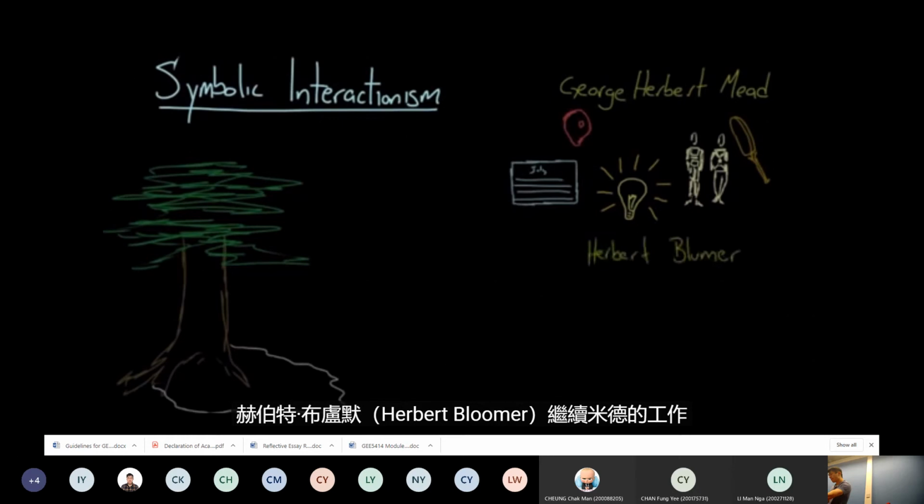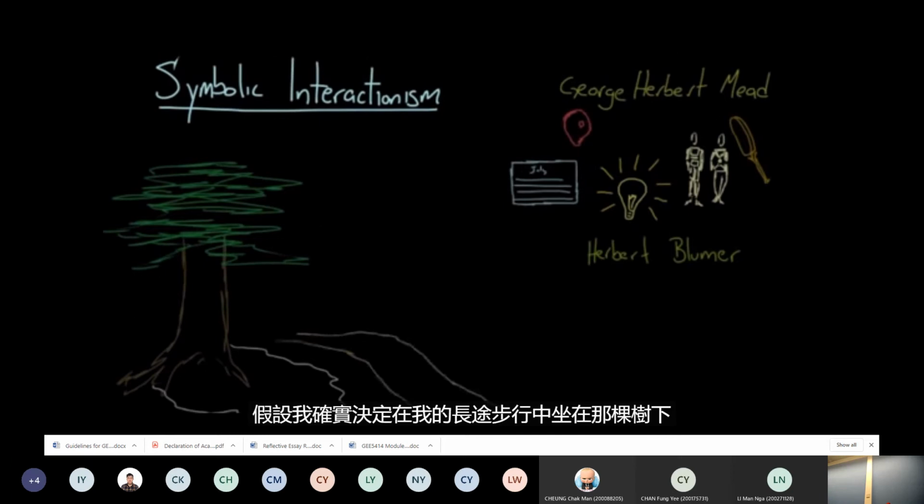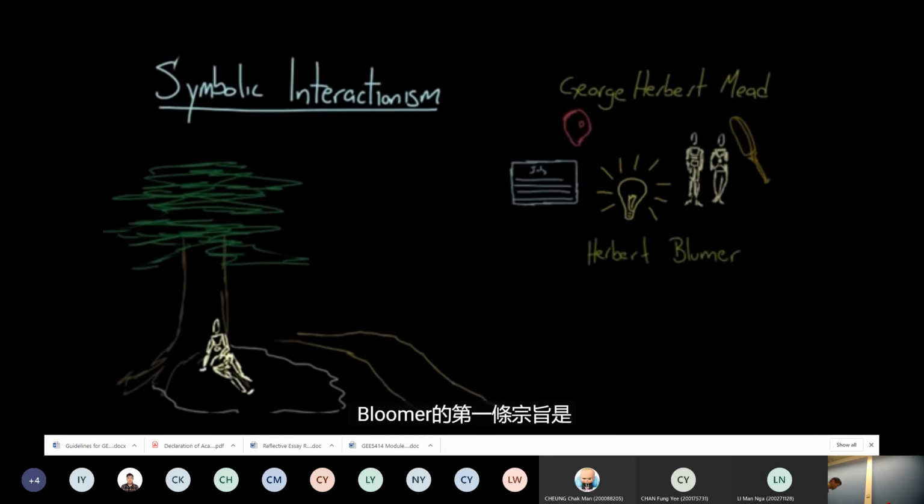Herbert Blumer continued Mead's work and actually coined the term symbolic interactionism to describe this theory of society. He proposed 3 tenets to explain symbolic interactionism. Let's say I do decide to sit under that tree on my long walk today. I step off the path, sit down, and lean back against the trunk. Blumer's first tenet was that we act based on the meaning we have given something. I consider the tree as a place to rest, so I'll go lean against it.